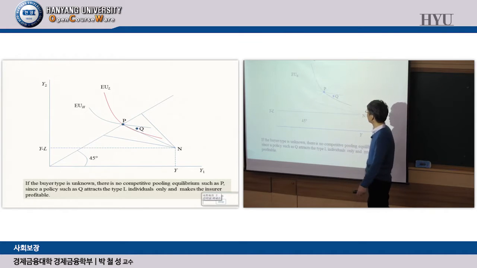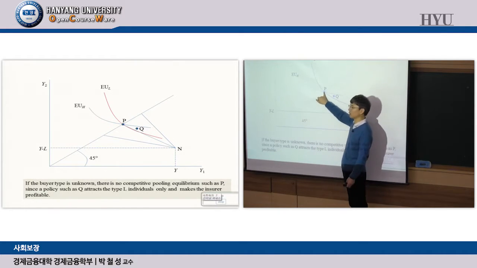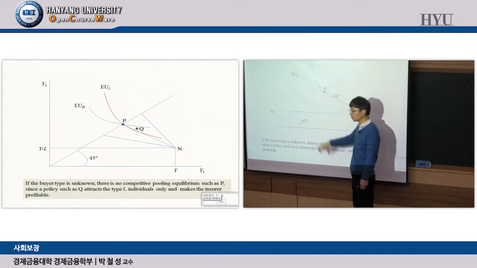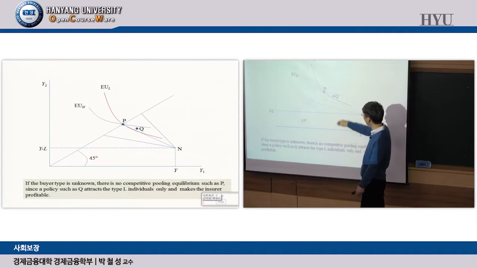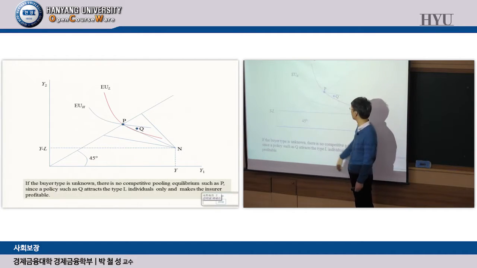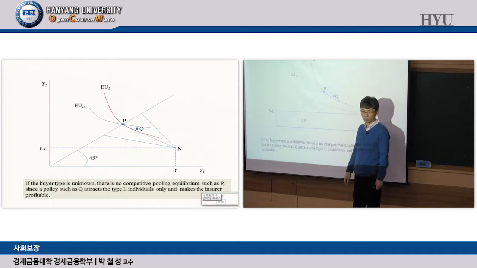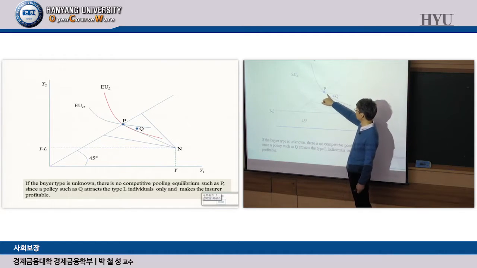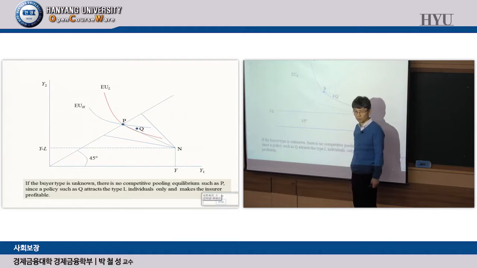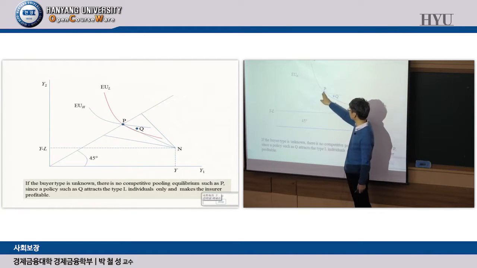Now let's assume that P is an equilibrium. But we can ask whether P really is an equilibrium. If it is, then there should be no way of disrupting P. But actually, you can easily find that we can disrupt P. How? Think of another insurance company. They know how the indifference curve looks, and they look at the situation.